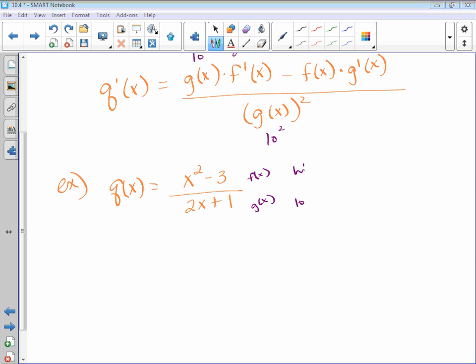So that would be like sum and difference. So what's the derivative of 2x? And what's the derivative of 1? Okay, so the derivative of that whole thing is just 2. Is the numerator just 2x? Yes. Very good.